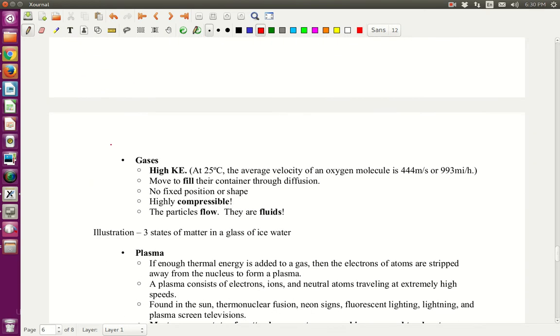Okay, gas particles have very high kinetic energy, movement. They move really fast. They fly away from each other. Look at this. At 25 degrees Celsius, the average velocity of an oxygen molecule, remember oxygen is O2, it is diatomic.